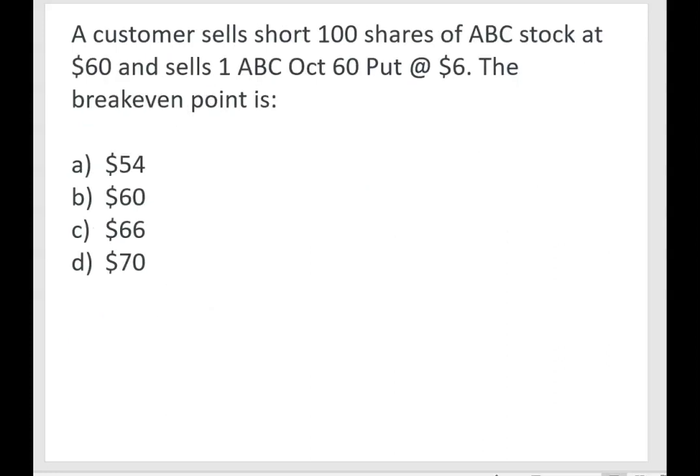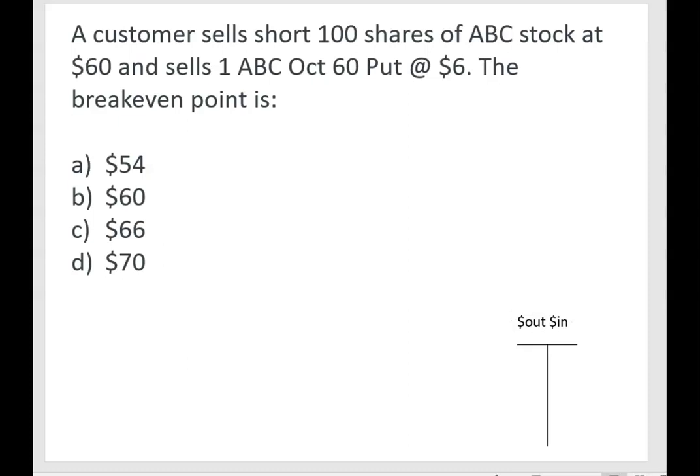A customer sells short 100 ABC stock at $60 and sells one ABC October 60 put at $6. The break-even point is A, $54, B, $60, C, $66, D, $70. Let's check this out. It looks like everybody chose the same answer, which either means you all worked it out the same or you're all cheating off each other. So let's check it out.